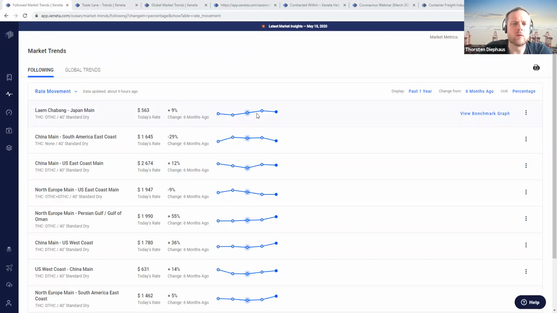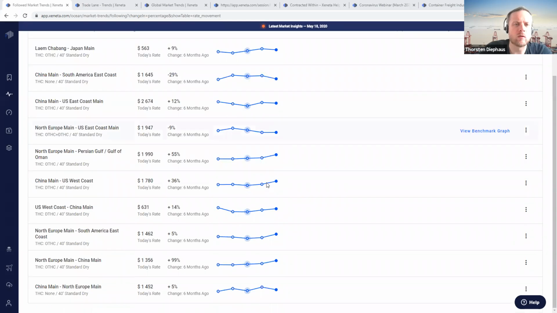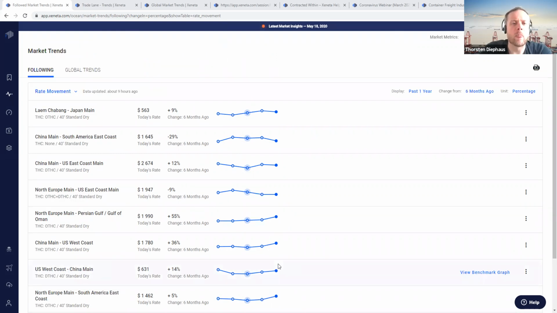And this is for sure the trade we already discussed before, which I'll just show again. Okay, this one, North Europe to Middle East, which is since 6 months ago 55% up, with some decline recently. All the same on the other trade, which is heavily increasing, North Europe main to China main over here, which is 100% up compared to 6 months ago.